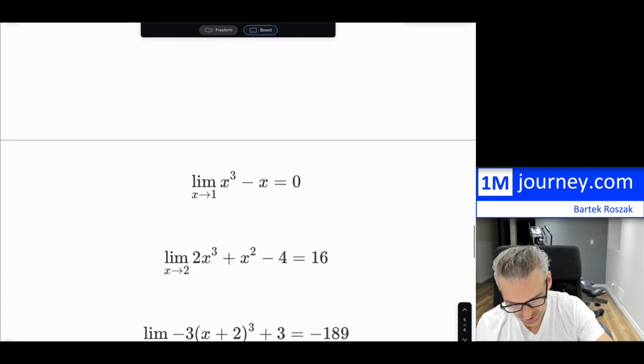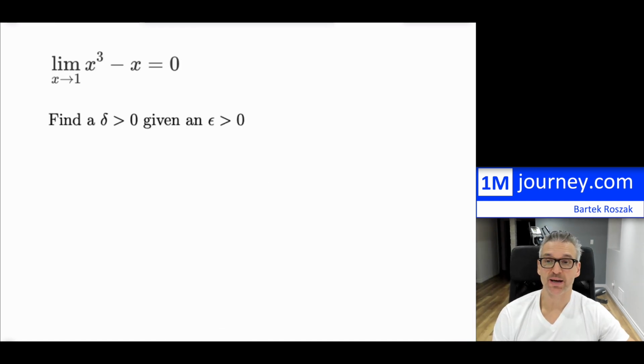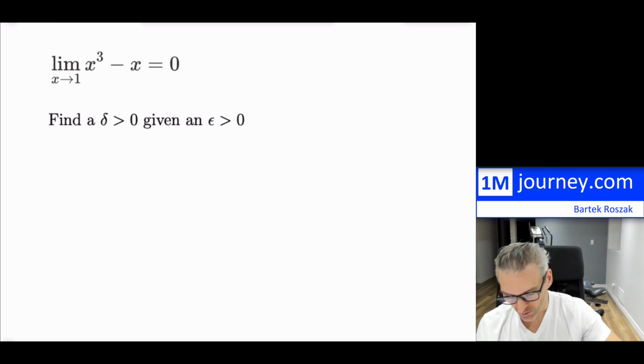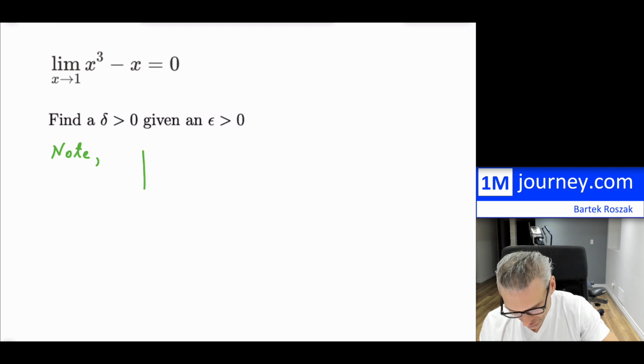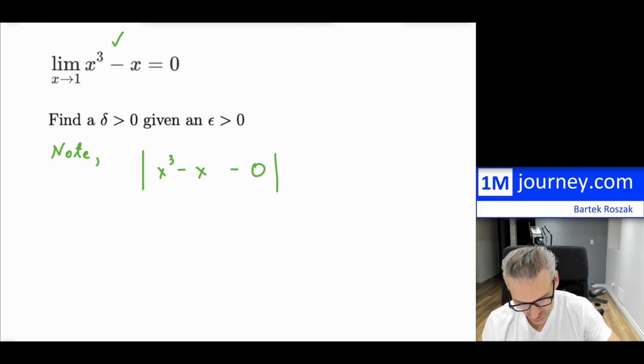So let's take a look here. We're going to start off with this first example. So that's our step one, right? We want to be able to find the delta for a given epsilon, and you have to let somebody know that you're doing that. Now we want to be able to find our connection. So what is our connection? So now what we can say is, all right, so note, and we're going to write out, so our standardized, so this is going to be x cubed minus x, so that's our function right there, minus the actual limit, which in this case is 0.